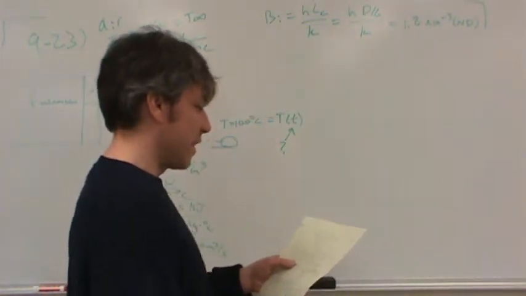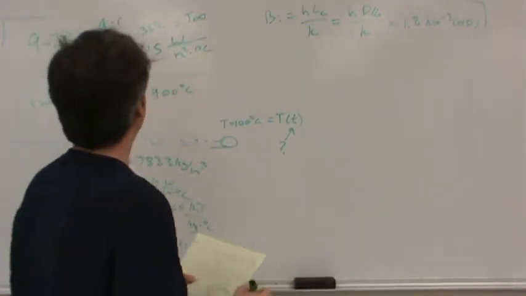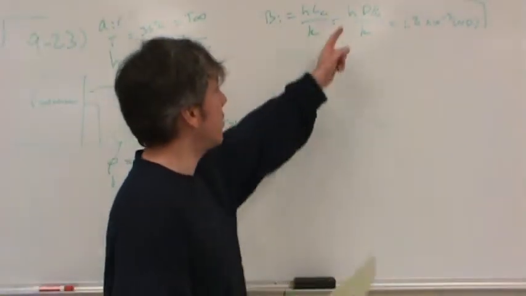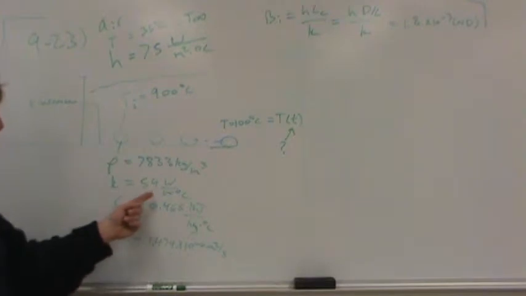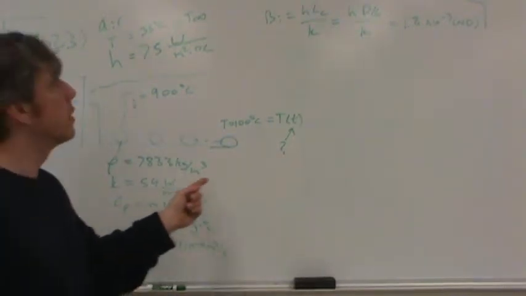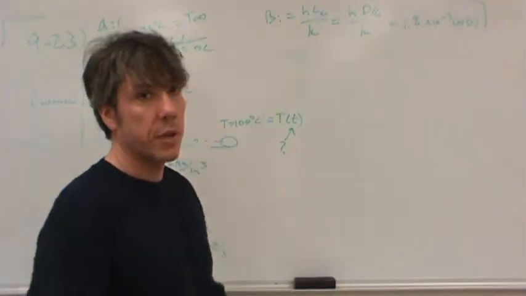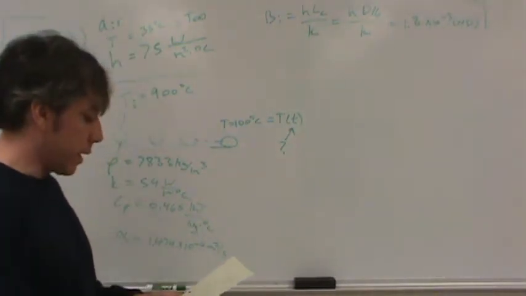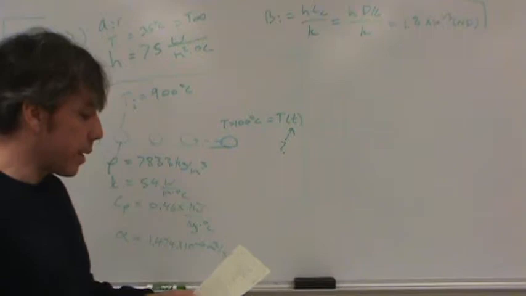For that h in the Bi number, did you use 75? Yes, I did. So this h is 75. The k, notice, is a material property of the steel, and the diameter is just the geometry. Okay, so we can use lumped parameter analysis.